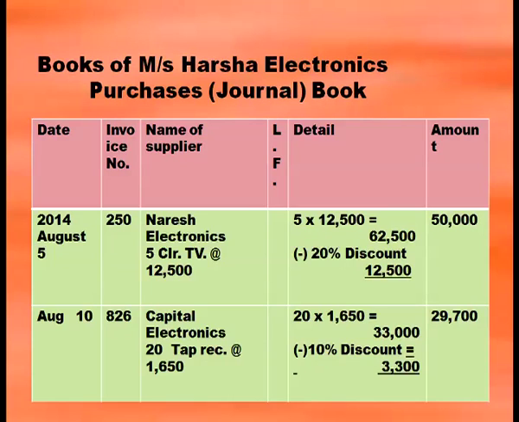Then next date, August 10th. Invoice number 826. Name of the supplier, Capital Electronics. 20 tape recorders at rupees 1,650 will be written in the name of the supplier column itself. Then its calculation in the details column: 20 into 1,650, the amount came to 33,000. Trade discount of 10%. So, deduct 10% of 33,000, it will come to 3,300. 33,000 minus 3,300 will come to 29,700.